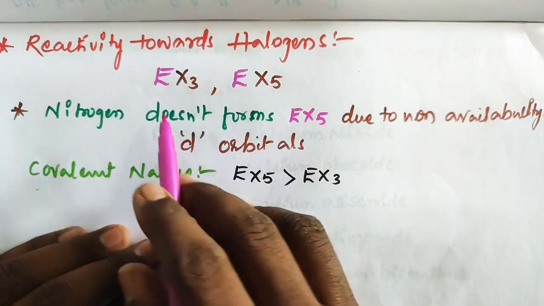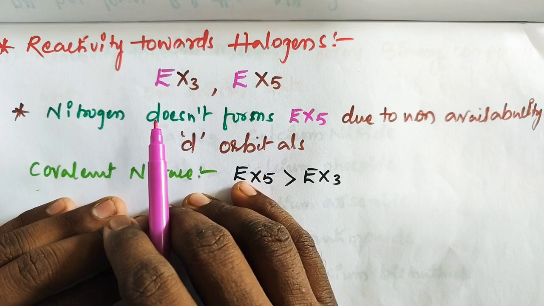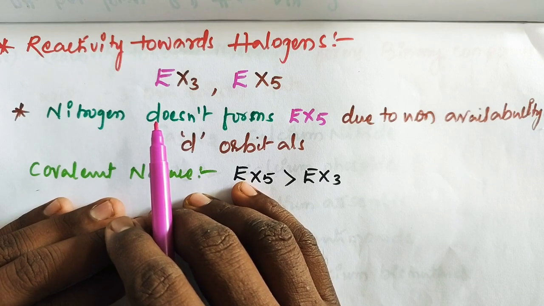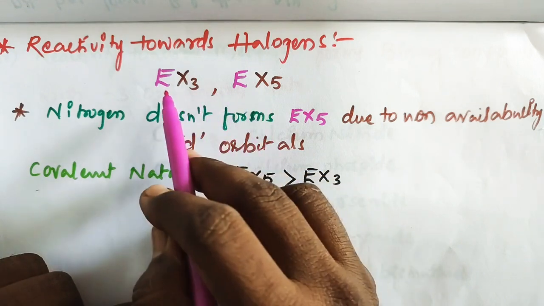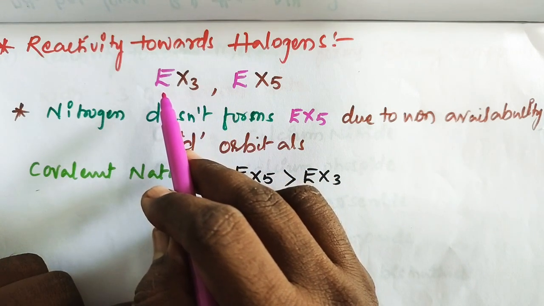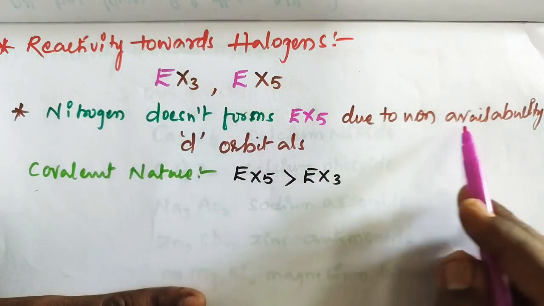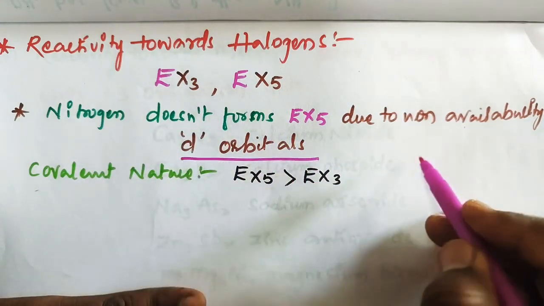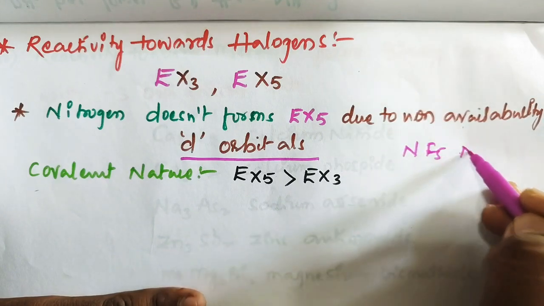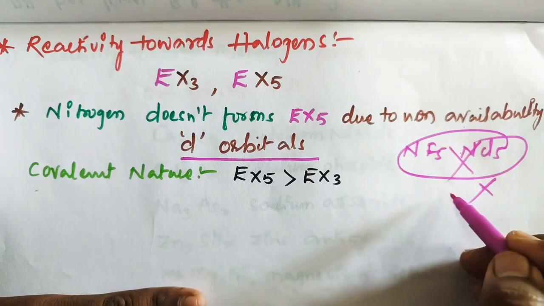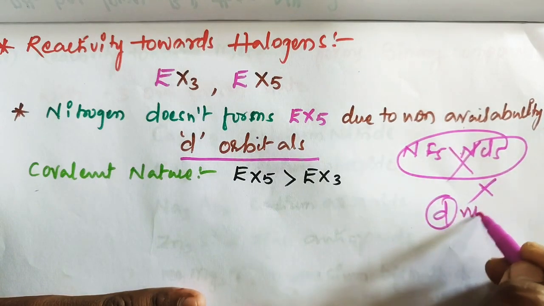Reactivity towards the halogens: these 15th group elements are going to form halides. Two series of halides are formed by these elements, one is EX3 and one is EX5. For EX3, E can be nitrogen, phosphorus, arsenic, antimony. Nitrogen does not form EX5 due to non-availability of d orbitals. So nitrogen is not going to form NF5 or NCl5 like that, because of non-availability of d orbitals.